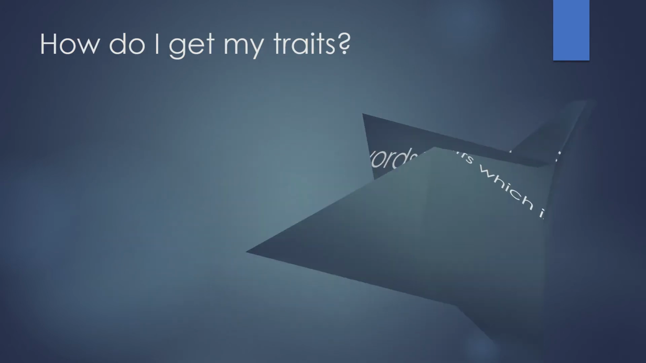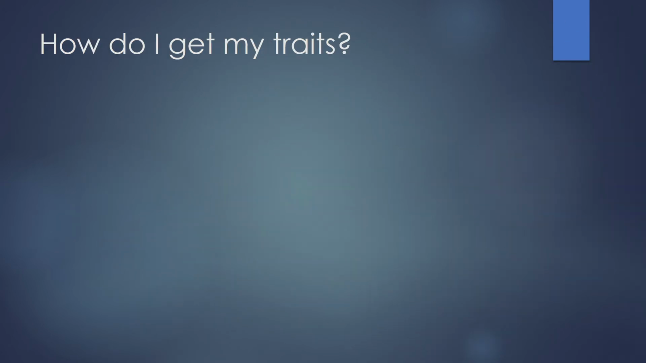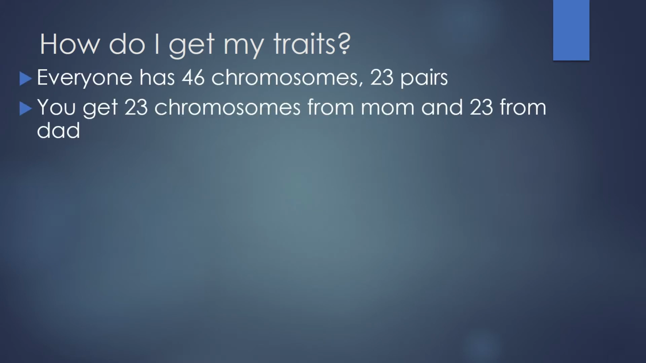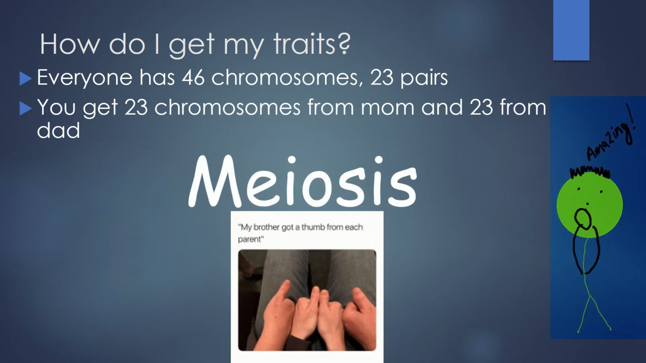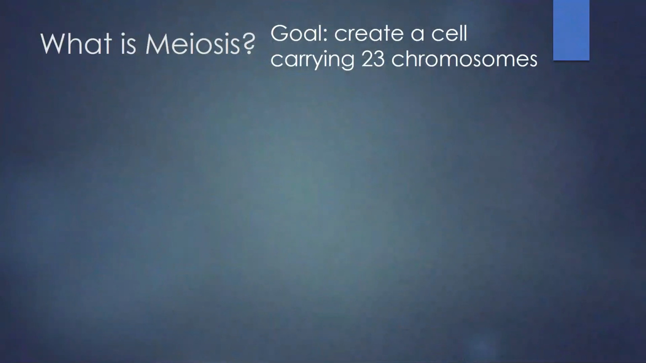So how do I get my traits? Everyone has 46 chromosomes, or 23 pairs. You get 23 chromosomes from your mom and the other 23 from your dad. The receiving of 23 chromosomes from each parent is done through the process of meiosis. What is meiosis? The goal of meiosis is to create a gamete.